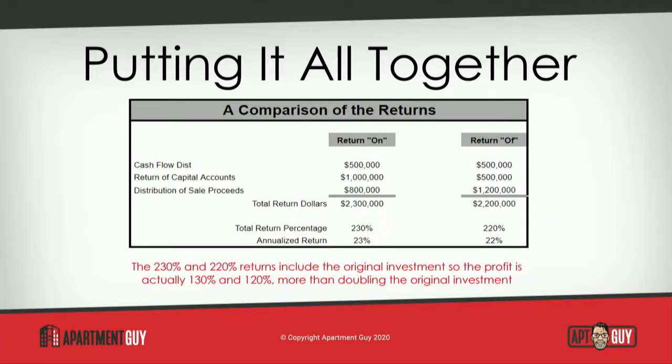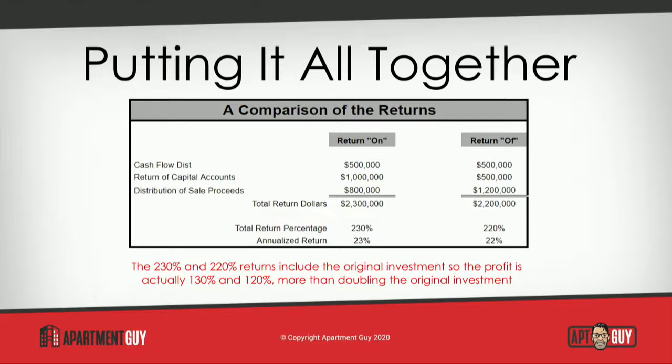Now, a comparison of the two returns. Remember, we're going to have cash flow distributions for both the return on and return of. They were both $500,000. The return of the capital accounts was different because return of paid it down. Return on did not pay it down. So your capital account balance when they sold was $1 million for the return on, $500,000 for the return of. Then finally, the distribution of sale proceeds on the return on, you got $800,000. Return of, you got 1.2.